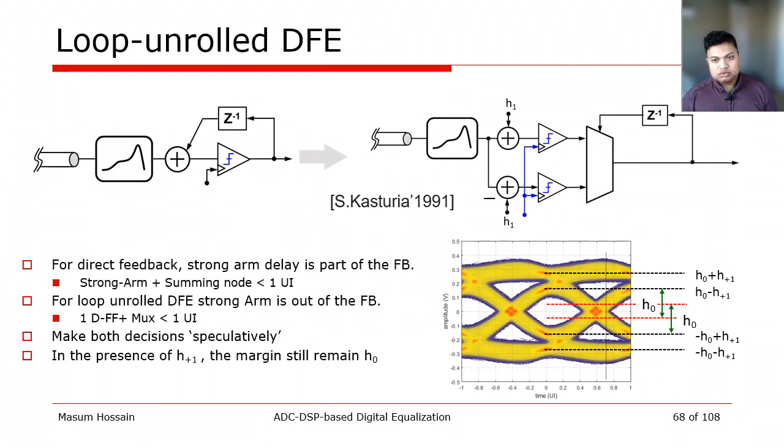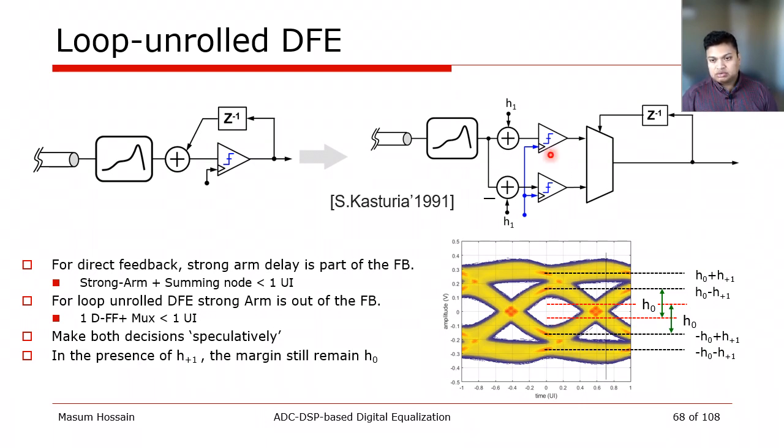Instead, what we do here is we use a speculative decision method. Notice that if the first post cursor is unequalized, then instead of H0, we create two levels, H0 plus H1 and H0 minus H1. In a direct feedback equalizer, we would have subtracted this H1. Here, instead, we are adjusting the threshold. By lowering the threshold from 0 to minus H1, we can still retain my H0 margin.